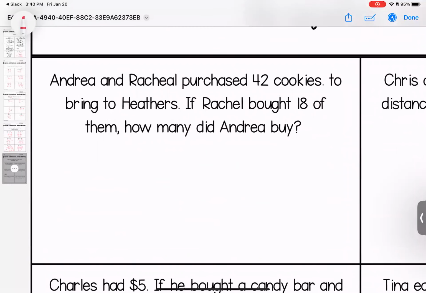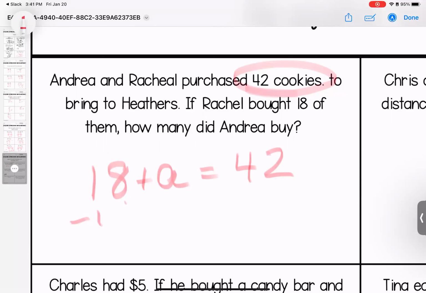So Andrea and Rachel purchased 42 cookies to bring to Heather's. If Rachel bought 18 of them, how many did Andrea buy? So Rachel bought 18. Andrea bought a certain amount of cookies, and together they had 42. So we want to solve for how many Andrea bought.